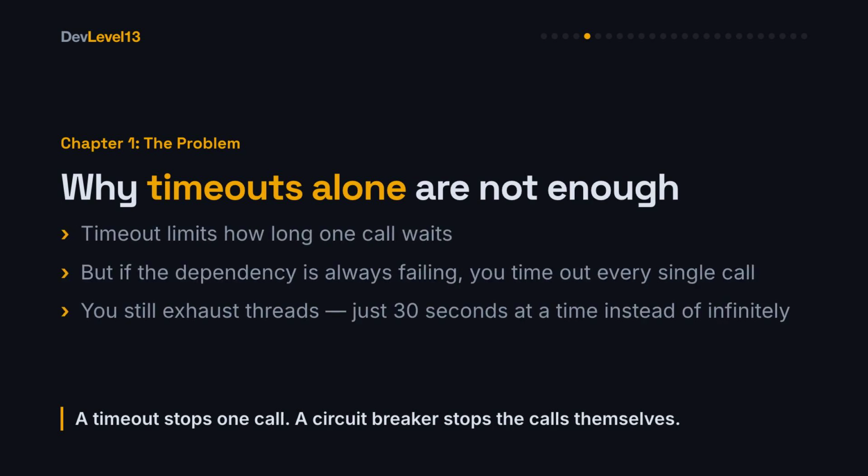Timeouts are necessary, you should always have them. But if the dependency is constantly failing, a timeout just means each thread waits 30 seconds instead of forever. You still exhaust the thread pool, it just takes a little longer. A circuit breaker stops you from making the calls at all when failure is certain.